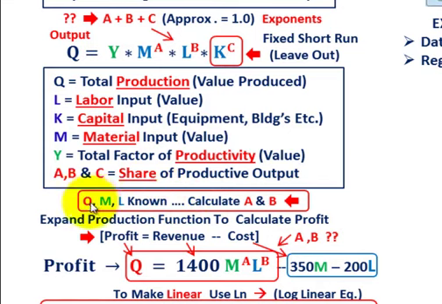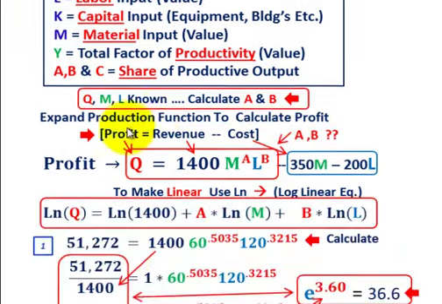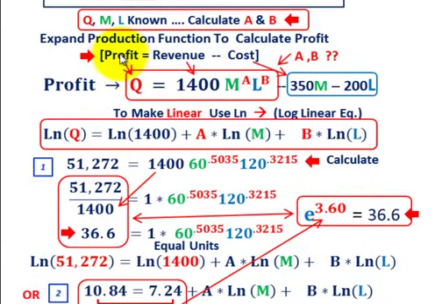Okay, again, remember Q, M, and L on a unit basis, we know what those are, and we're going to have to calculate their exponential amounts for the material and labor. But in our production function here, we're going to expand it to calculate that profit that we're looking at. So our production function is going to be profit equals our revenue minus our cost. And our revenue on a per unit basis, remember that Y value we're looking at, we're going to say we sell this product for $1,400.